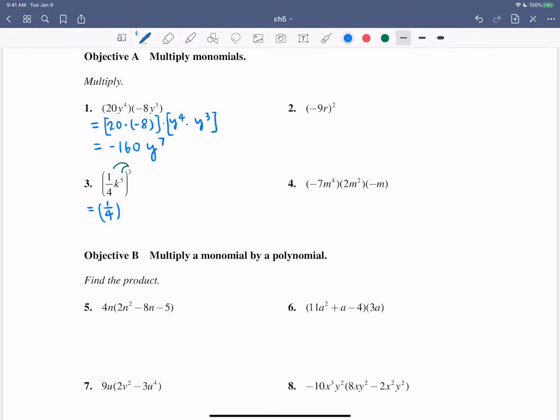First factor is 1 over 4. I'm going to raise it to the 3rd power. Second factor is k to the 5th. I'm also going to raise it to the 3rd power. Then we calculate 1 over 4 raised to the 3rd power. It's simply 1 over 64. K to the 5th raised to the 3rd power, by the rule of an exponent raised to another exponent, we multiply the exponents and keep the base. We get k to the 15.